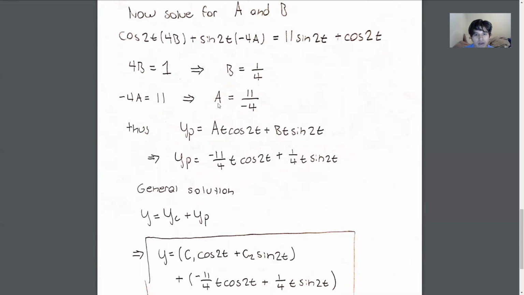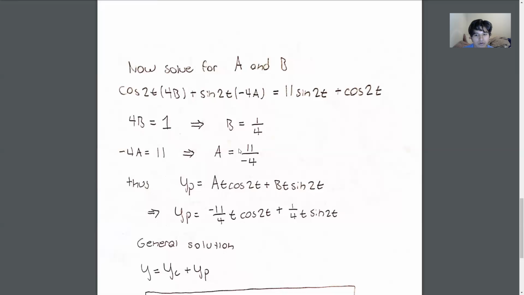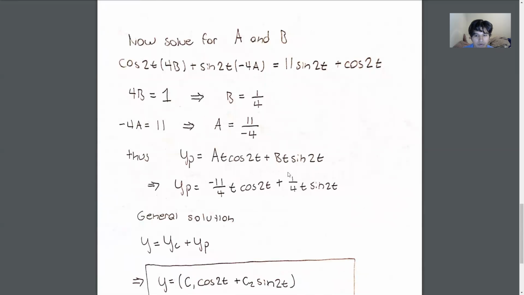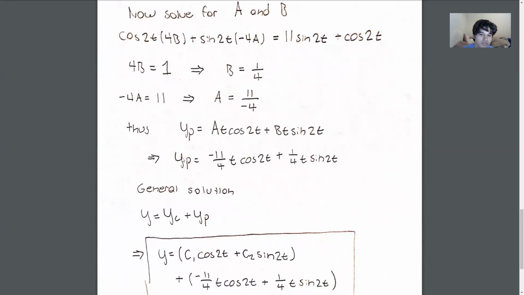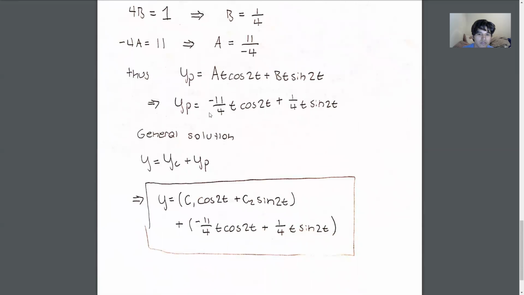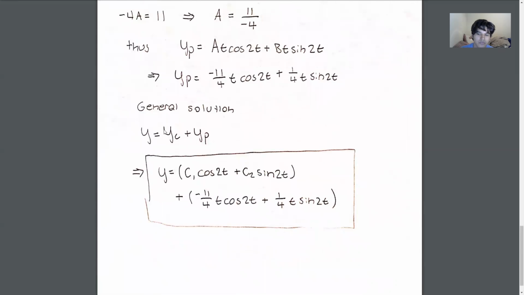So now that we have a and b, we can go ahead and plug that into our particular solution that we wrote down earlier, which is this right over here, and we can just plug in a and b. In doing so, I got this expression for the particular solution, this equation right over here. So now we can write the general solution, which is pretty much just the complementary solution plus a particular solution. We solved for the complementary solution earlier, and we found that the complementary solution was this expression right over here, and the particular solution was this expression right over here.